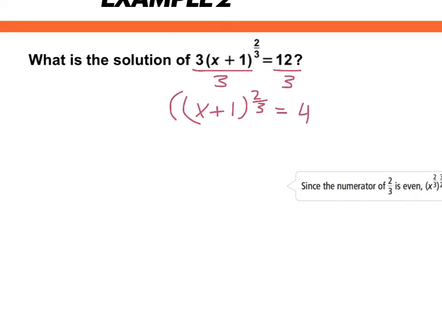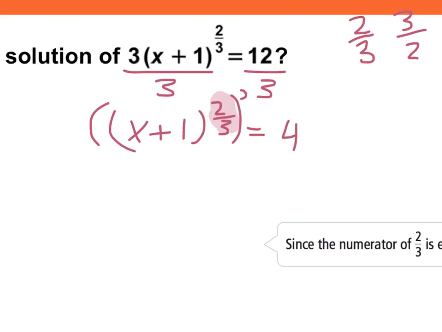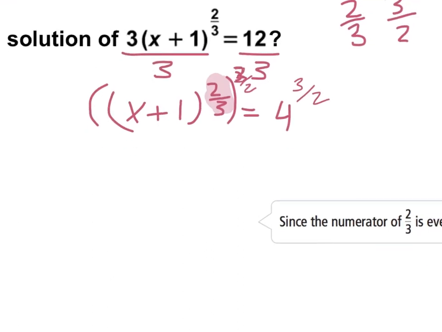Now we're going to raise this to the reciprocal of this. So since we have 2/3, the reciprocal is the flip. So we raise it to the 3/2. And we raise this side to the 3/2. So whatever we do on the left, we need to do the same thing on the right. So we're raising both sides to the 3/2. It cancels out on the left. So we're just left with x plus 1. And that's going to be equal to, we have to solve this and find out what 4 raised to the 3/2 is.